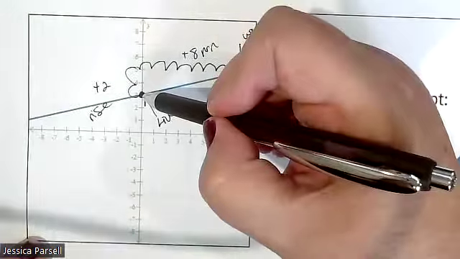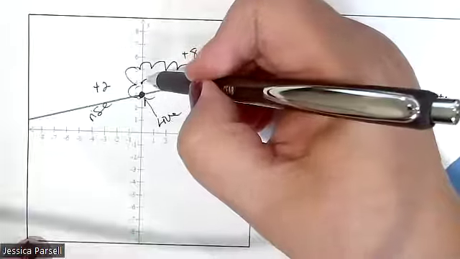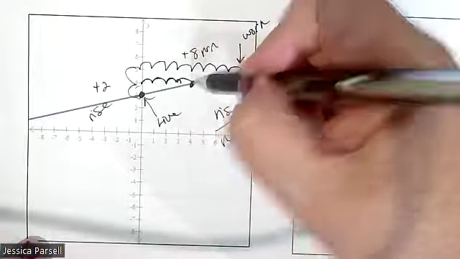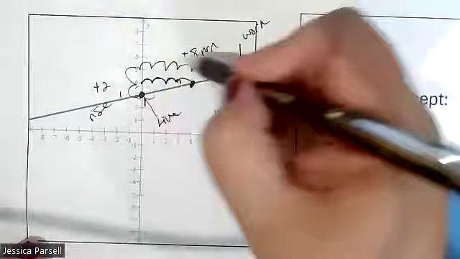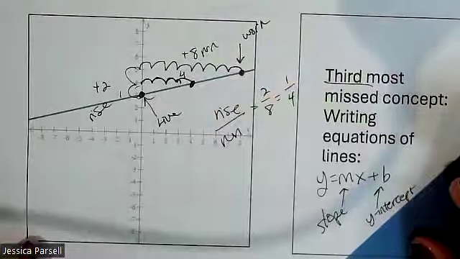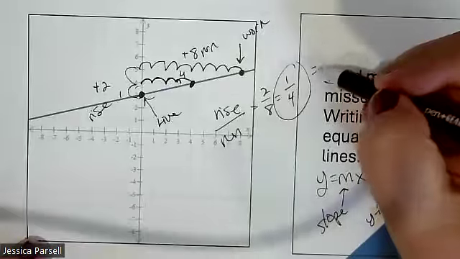So if you started here and go up 1, right, and then over 1, 2, 3, 1, 2, 3, 4, you'll see that's another point on the line. That's 1/4. But 1/4 is the same as rising 2/8. So this is your m.